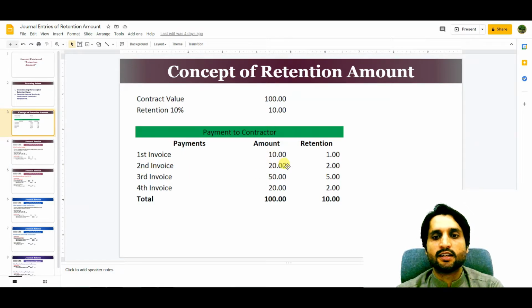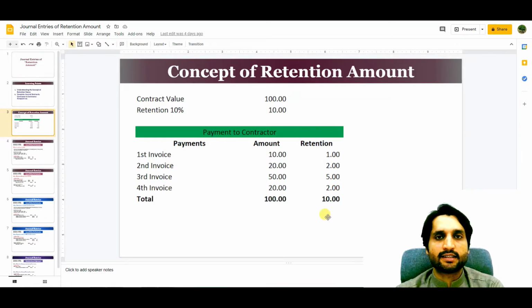Out of $20, the contractee is going to keep $2 with him. This is the retention amount. The third and fourth invoices will follow in the same way. Upon completion of each step or stage of the construction, the contractor will go on submitting his invoice. So if he submitted his fourth invoice for $20, $2 will be the retention amount. In total, $100 will be the contract value and the retention will be $10. This money will be paid to the contractor after completion of the job and after completing the warranty period.